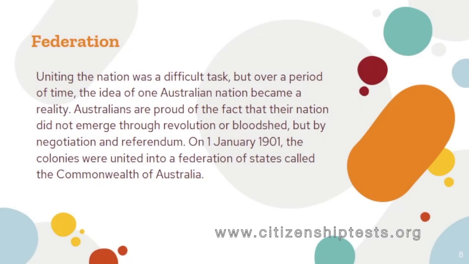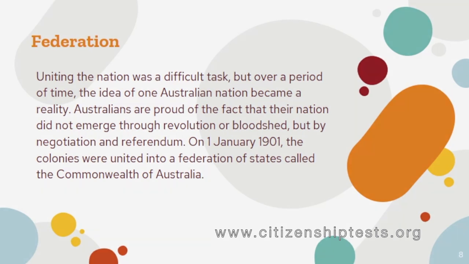Uniting the nation was a difficult task, but over a period of time, the idea of one Australian nation became a reality. Australians are proud of the fact that their nation did not emerge through revolution or bloodshed, but by negotiation and referendum. On 1 January 1901, the colonies were united into a federation of states called the Commonwealth of Australia.